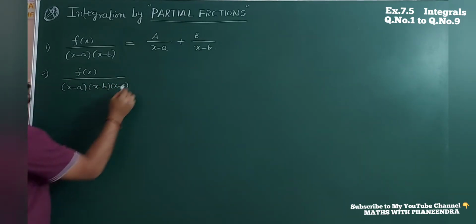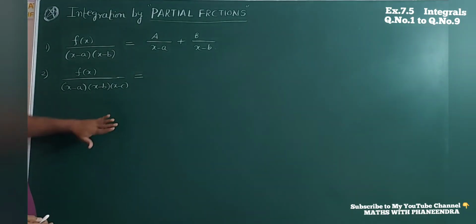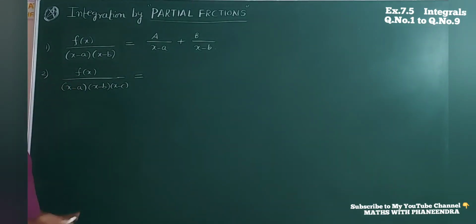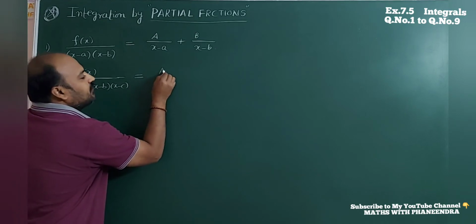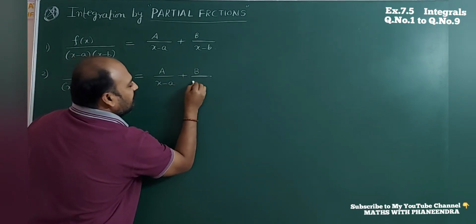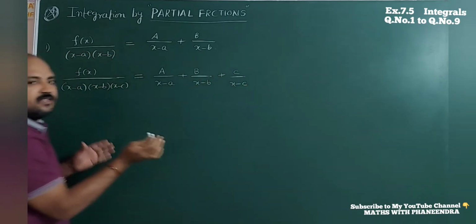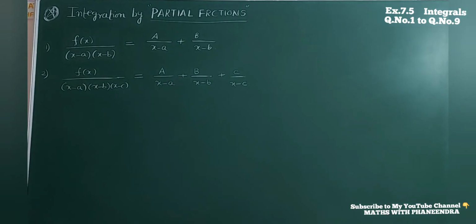How to do that? So, three factors are there. Among the three, no one is repeating. So, first factor a by x minus a plus b by x minus b plus c by x minus c. This is the way we can write it.